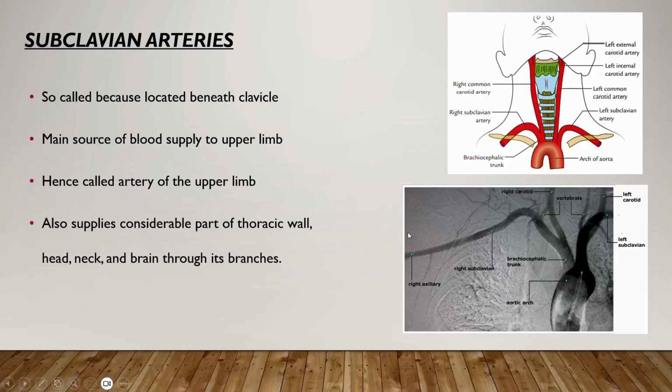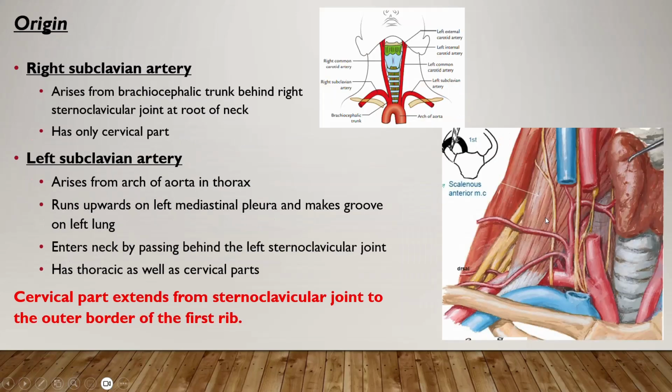We will see how. So you can see here on the right side there is the brachiocephalic trunk. From there arise the right subclavian artery and right common carotid artery. On the left side there are separate arteries, the subclavian artery and left common carotid artery, and this is an arteriogram image. You can see the brachiocephalic trunk, the right subclavian, the right common carotid artery. Okay, you can see here the vertebral artery also.